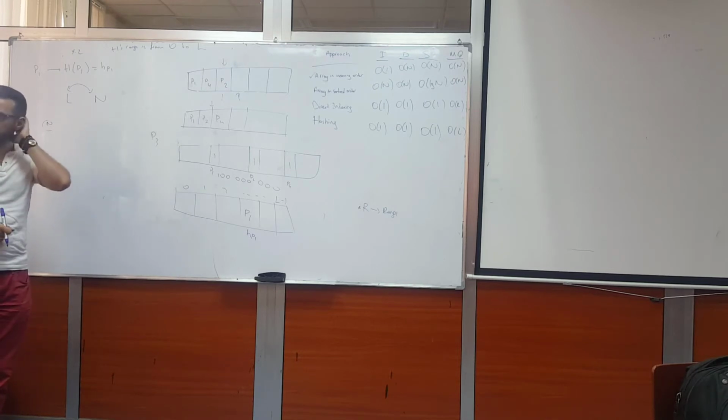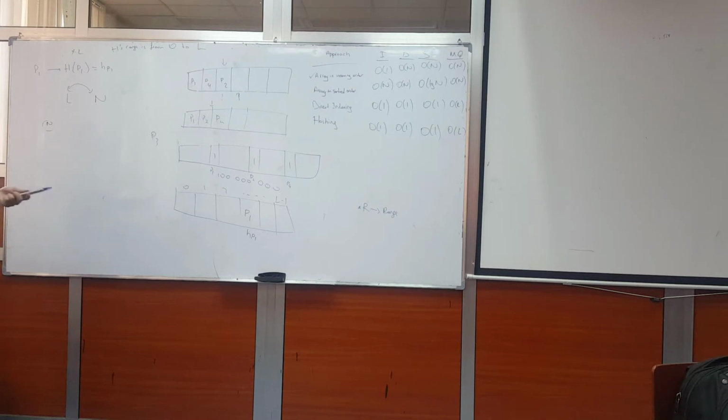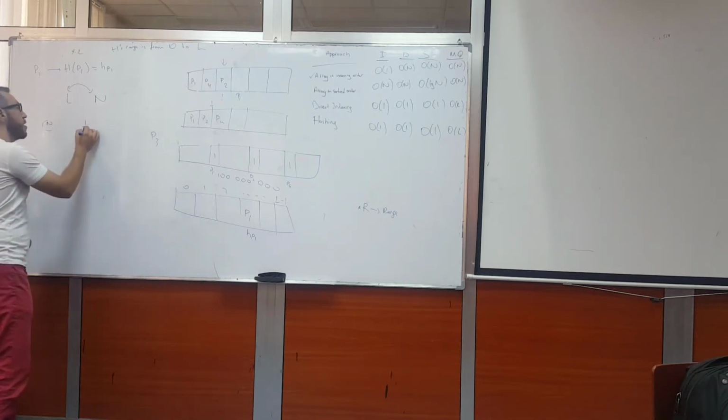What do you mean by repeated? Oh, I mean, if they get the same hash value, then they are going to have conflict. That's right. But I'm asking what the probability is. It shouldn't depend on whether it is repeated or not. 1 over L. 1 over N. 1 over L.